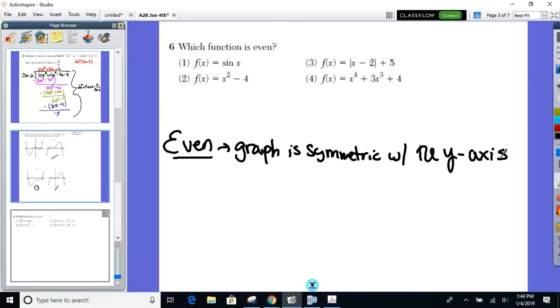Remember, if your window's still in the window we used yesterday, make sure you go to Zoom Standard to get it back to the regular 10 by 10 screen.